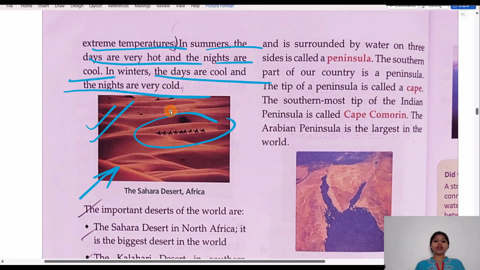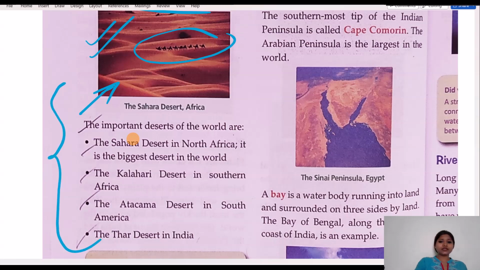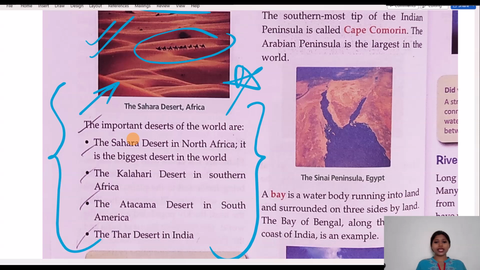देन हियर इज द गिवन इम्पोर्टेंट desert of the world. So children, this point is very important. This should be prepared for the test. If you prepare only these 4 points, you can solve the 3-4 questions easily. If suppose one question comes like what is the desert, you can easily write. Then importance about the desert.